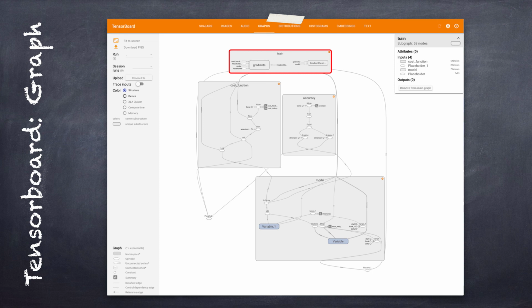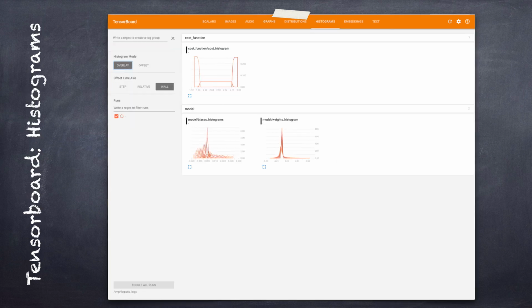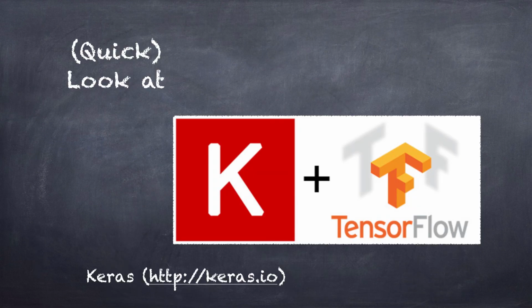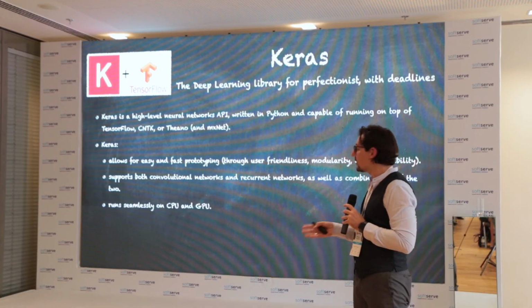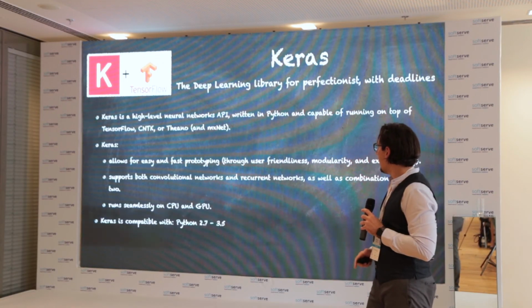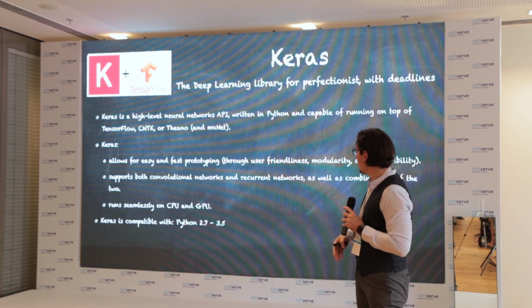One of the main advantages of Keras is that it supports different backends. You can have Keras running on top of TensorFlow, CNTK, Theano, and also MXNet. Keras allows for fast prototyping, and the API is very user-friendly. It supports all the kinds of networks you may want, runs seamlessly on CPU and GPU, and is compatible with Python 2 and Python 3.